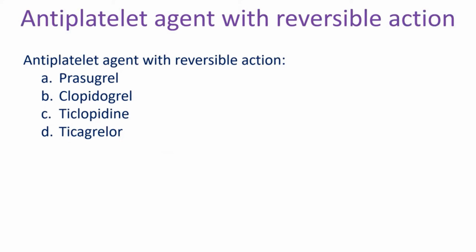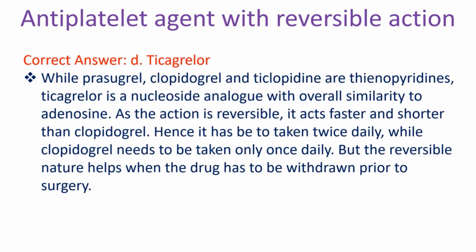Antiplatelet agent with reversible action. A. Prasugrel, B. Clopidogrel, C. Ticlopidine, D. Ticagrelor. Correct answer D. Ticagrelor. While prasugrel, clopidogrel and ticlopidine are thienopyridines, ticagrelor is a nucleoside analog with overall similarity to adenosine. As the action is reversible, it acts faster and shorter than clopidogrel. Hence, it has to be taken twice daily, while clopidogrel needs to be taken only once daily. But the reversible nature helps when the drug has to be withdrawn prior to surgery.